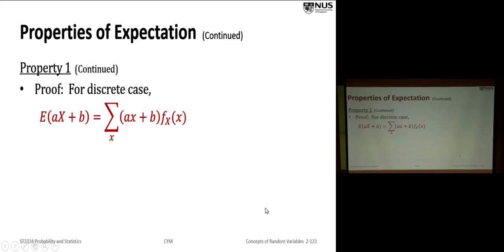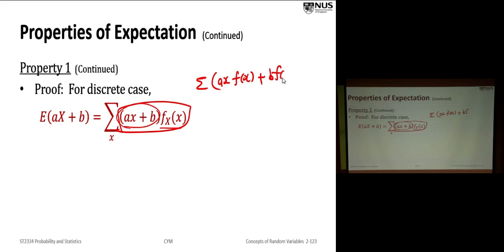So the idea is the same. Expectation of ax plus b equals the sum over all x of the function of x times f of x. Then this part, I can rewrite as summation of ax times f of x plus b times f of x. That means each general term, I break into the sum of two terms, ax f of x and b f of x.